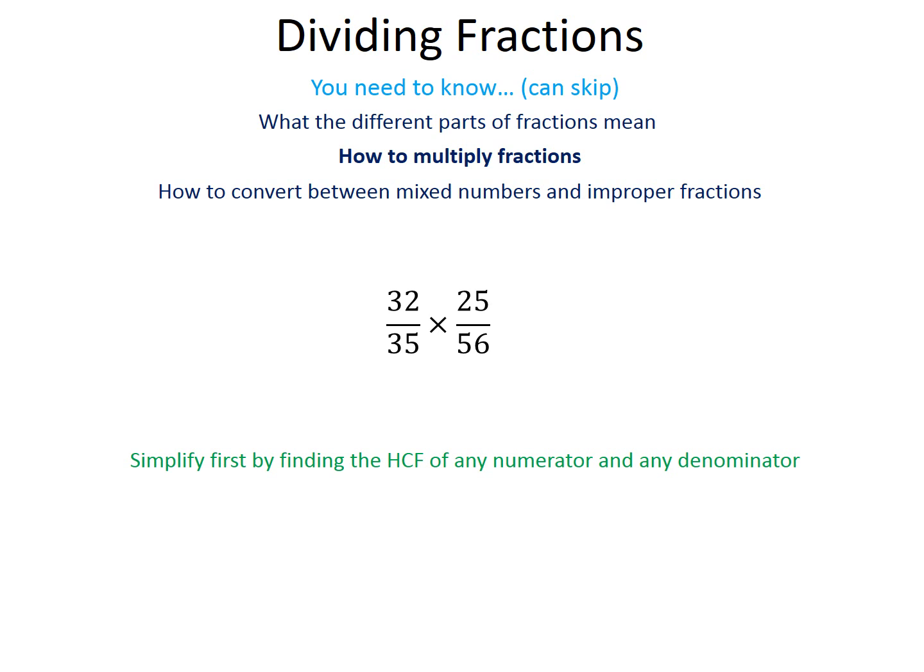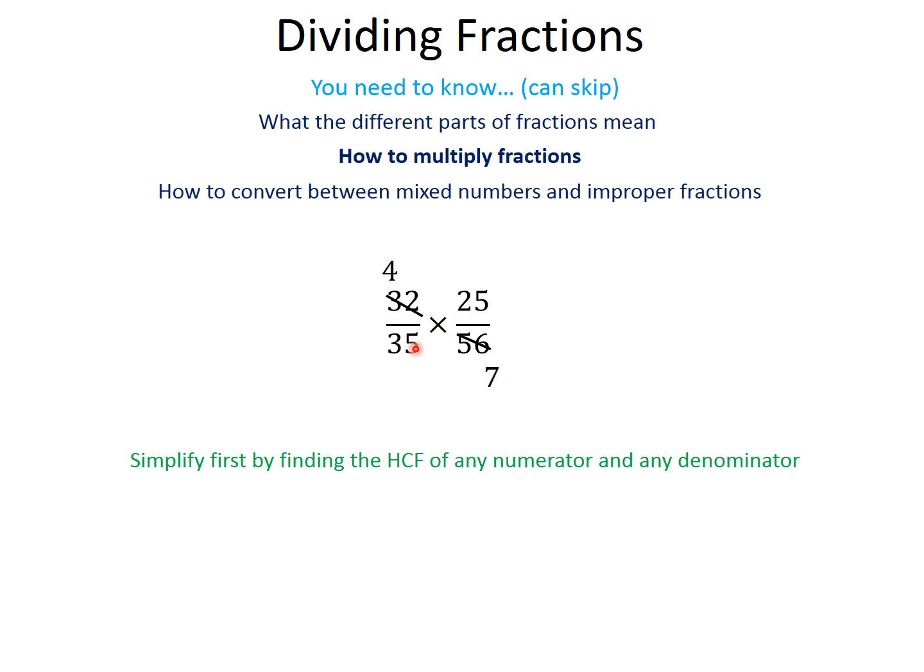So we can find the highest common factor of any numerator and any denominator. So in other words, any number that goes into, for example, 32 and 56. Remember, you usually go diagonally, but you don't have to. I could go up and down, but there's nothing that goes into 32 and 35. The only thing you can't do is go straight across. One must be on the top, one must be on the bottom. So with 32 and 56, 8 goes into 32 and it also goes into 56. So it goes into 32 4 times and it goes into 56 7 times.